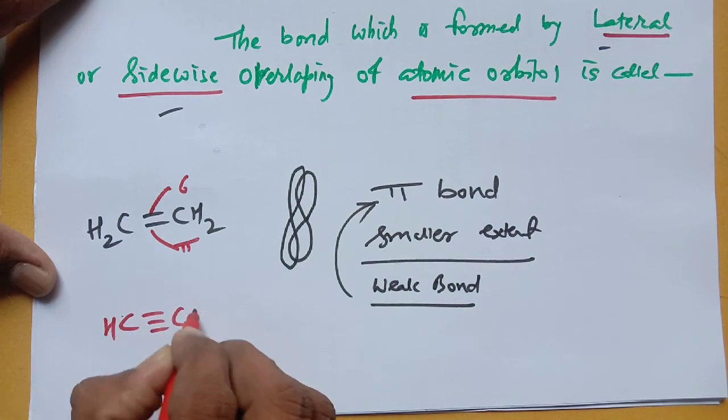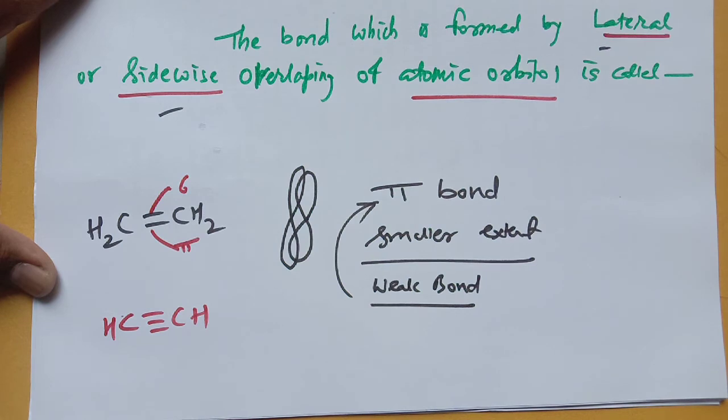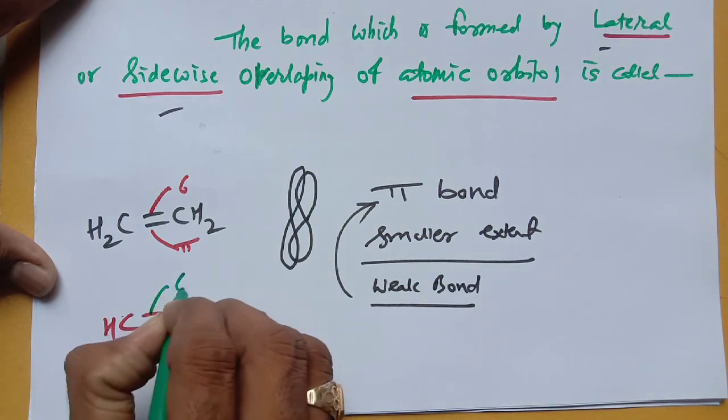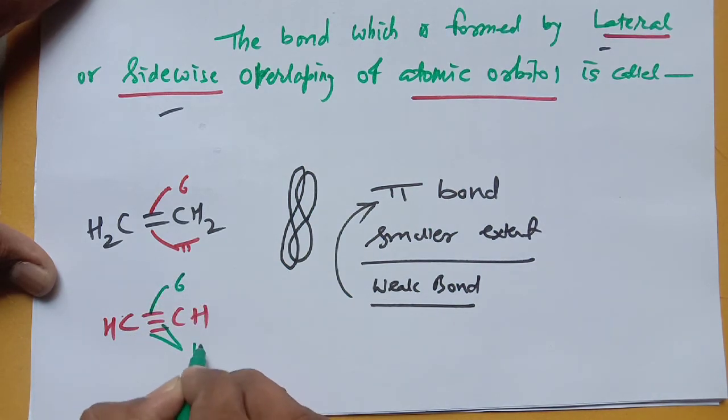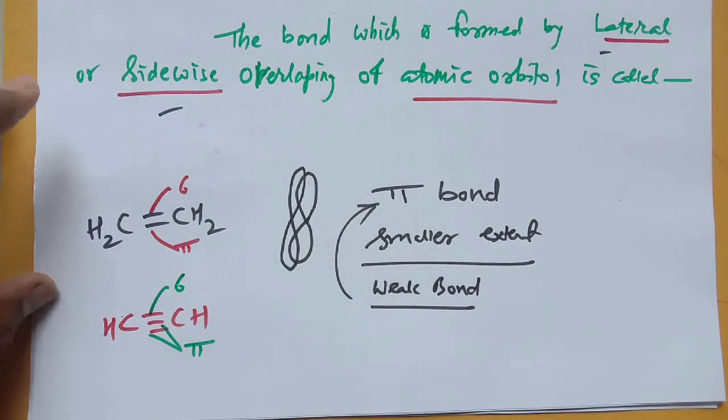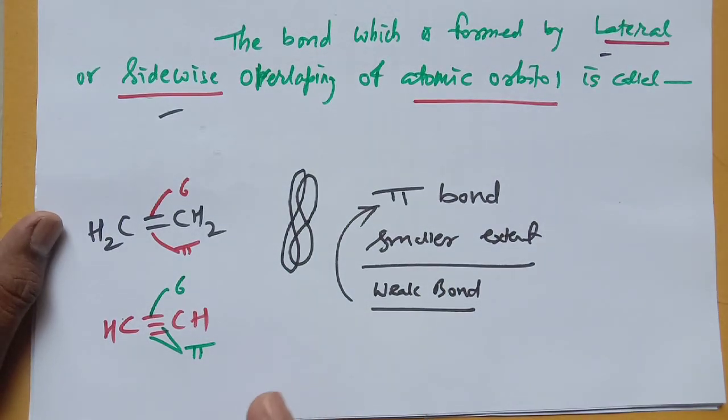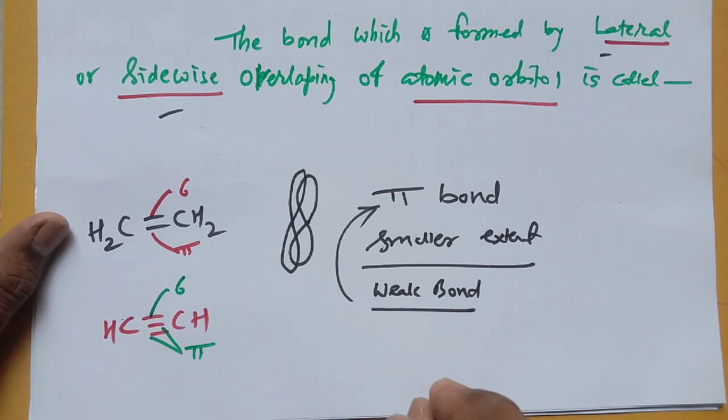If we consider the example of alkyne containing a carbon-carbon triple bond, out of that one is a sigma and the remaining two are pi bonds. यानी एक सिग्मा और दो पाई बॉन्ड्स रहेंगे. बट जहां सिंगल बॉन्ड प्रेजेंट है वहां हमेशा सिग्मा बॉन्ड रहेगा. And in the compounds in which multiple bonds are present, there only the pi bonds are present. So this is all about the sigma and pi bond.